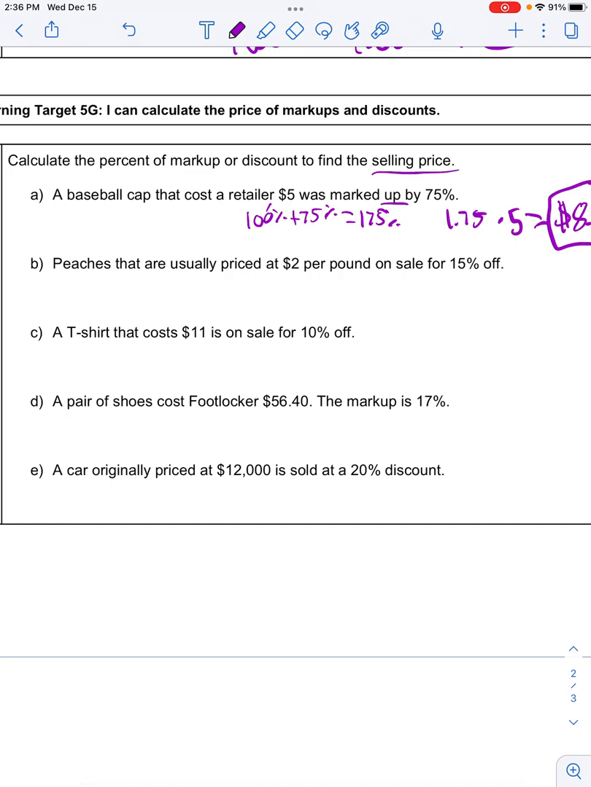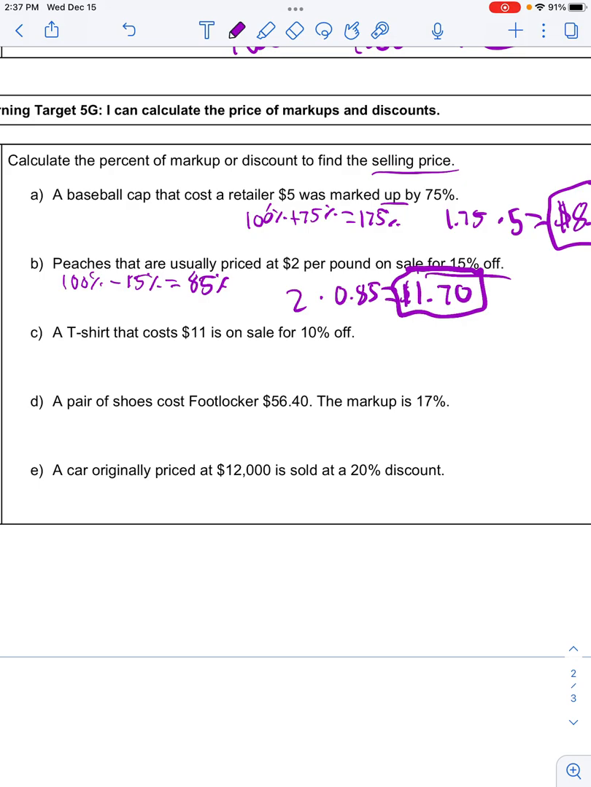Peaches that are usually priced at $2 per pound are on sale for 15% off. So again, start at 100%. I'm taking away 15%, so that means I'm at 85%. And then $2 multiplied by 85% as a decimal, which is 0.85, gives me 1.7 or $1.70.